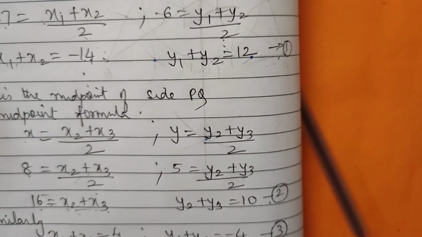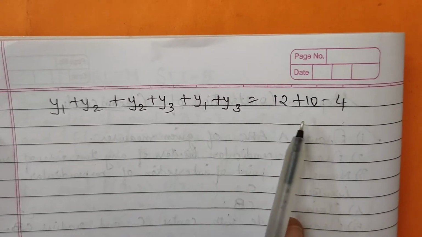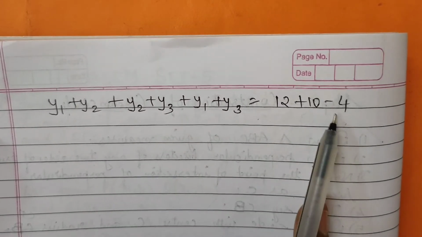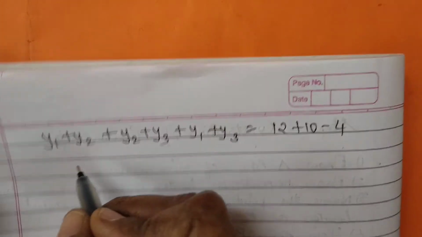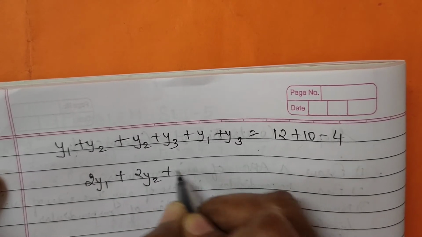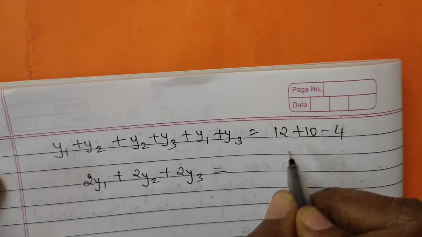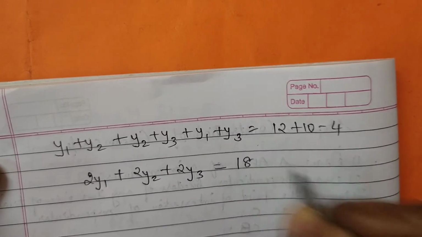Okay. y1 plus y2, I have taken from the back side and I have copied all these things. So I added all the left hand side and I added all the right hand side. So how many times do we get? 2y1, 2 times y1, 2 times y2 and 2 times y3 equal to 12 plus 10, 22. 22 minus 4, that will be 18.